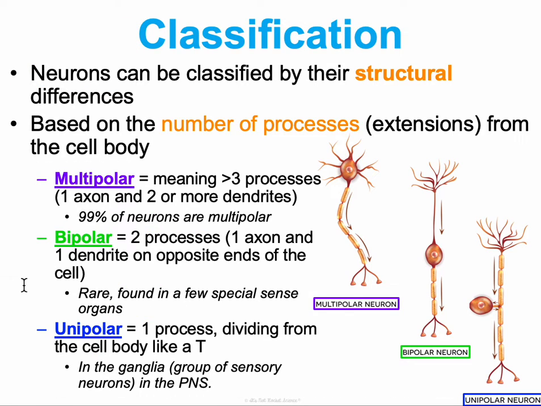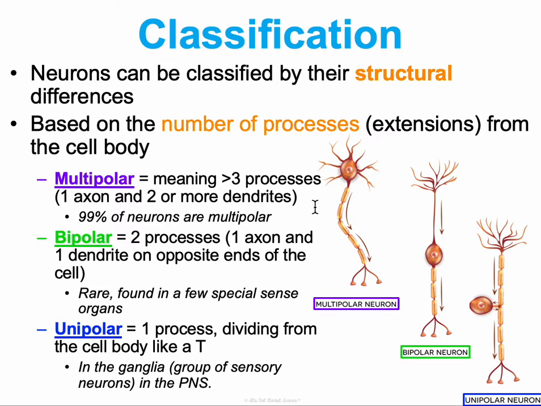All right, when it comes to classification, we have a couple different types of classification here. First, they can be classified by their structural differences, which is going to be based on the number of processes or extensions from the cell body. So first, we have multipolar, which is just going to mean that they are going to have more than 3 processes, which is typically 1 axon and 2 or more dendrites.